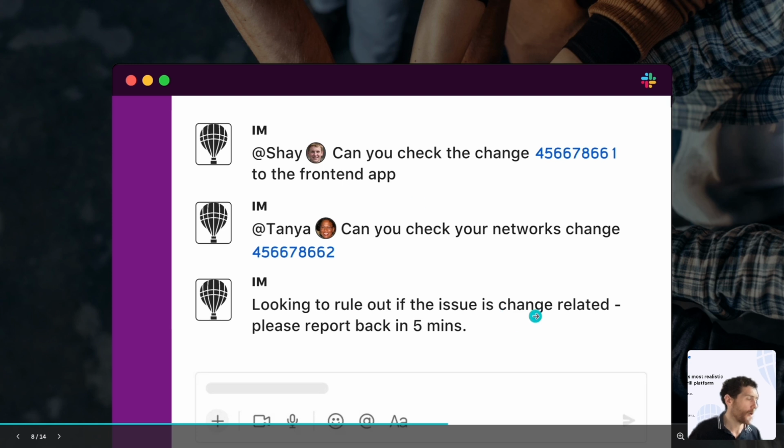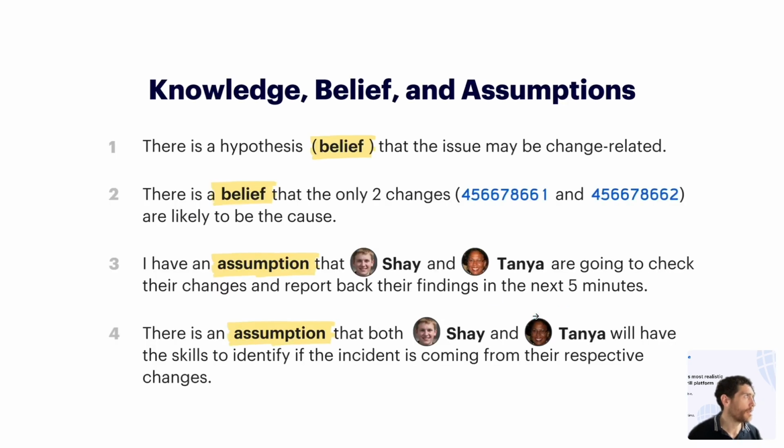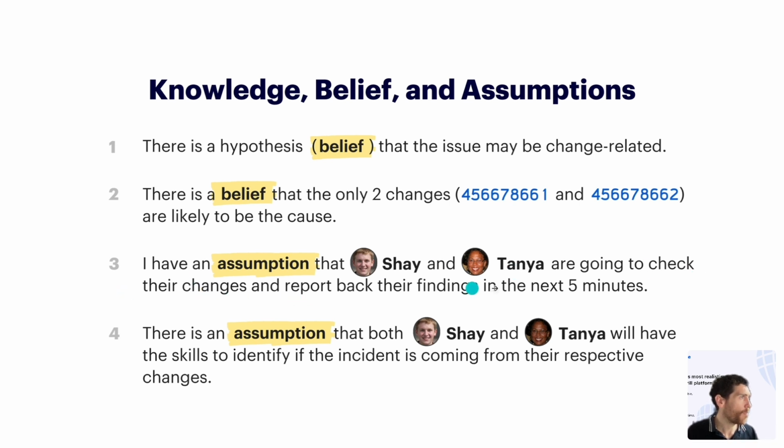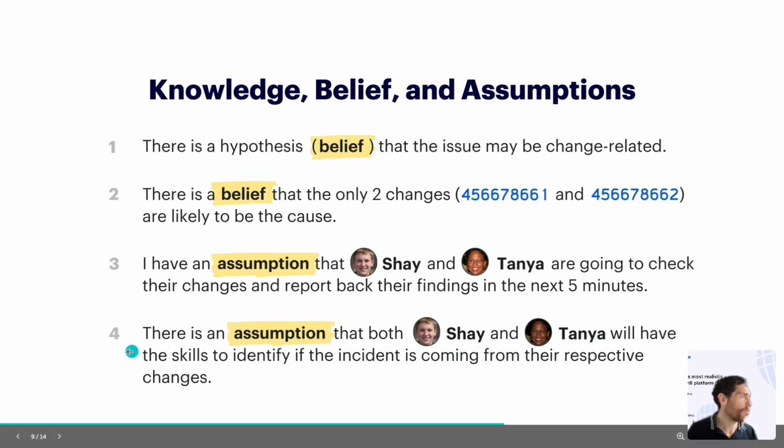I've sent these commands. If you break that down, you'll see that we have a hypothesis or belief that the issue may be change related. This is my current process in troubleshooting. I believe that only two changes are likely to be the cause, so if it's change related, I'm focused on these two changes at the moment. I have an assumption that Shay and Tanya are going to check their changes and report back the findings in the next 5 minutes. And there's the assumption that both Shay and Tanya will have the skills to identify if the incident is coming from their respective changes.